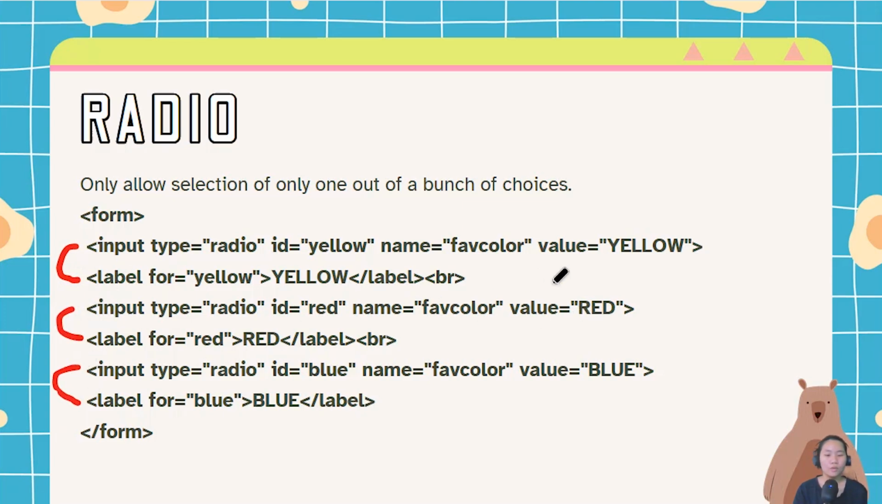Now let's look at one of the choices. Input type radio, ID is yellow, name is favorite color, value is yellow, and then you have the label for yellow, and this one is the display for yellow, okay? And it's just yellow, and then like red, then blue, so it's like that.